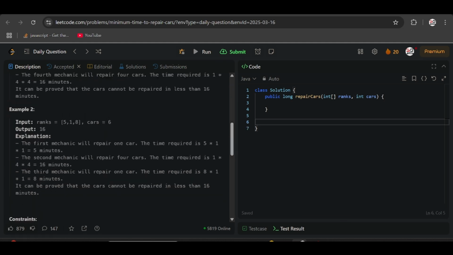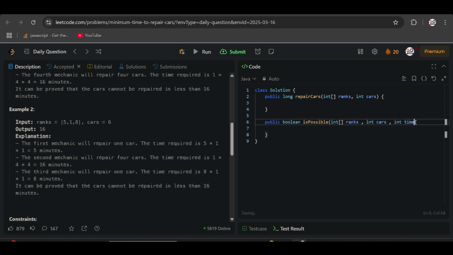So now let's start the coding part. First of all, we need a Boolean function which will tell me whether, under a particular time, it is possible to repair all the cars or not. This is the time under which we will be checking whether all these cars are possible to repair or not. So let's start.